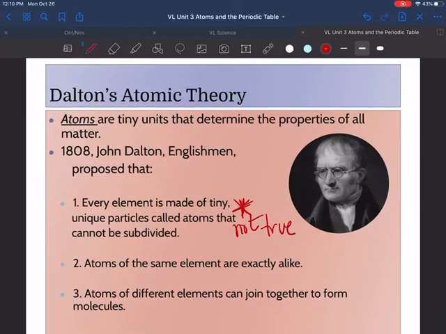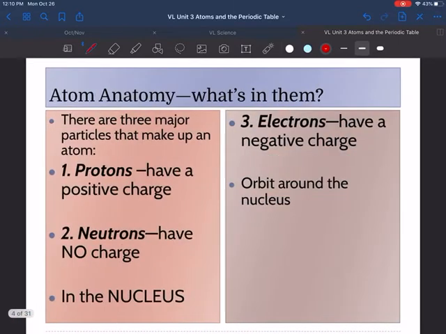Another part of his theory was that if you are in the same kind of element, then all of your atoms are exactly alike. So if I'm carbon and I have 12 million carbon atoms, then every single one of those atoms are all identical to each other. And then thirdly, we could have atoms from these different elements that join together and form molecules. So I could have carbon combined with hydrogen in some form or fashion to make a compound or a molecule that contained both of them.